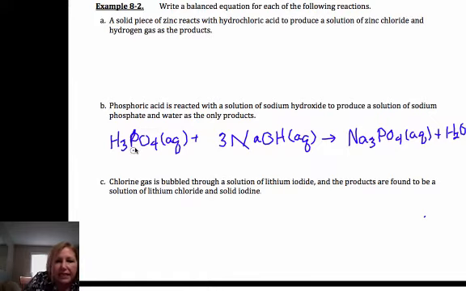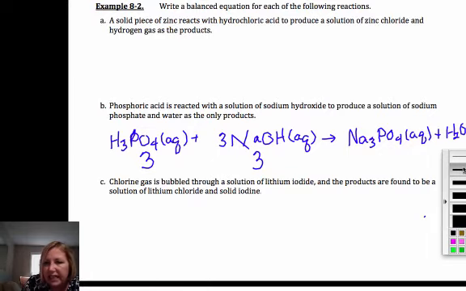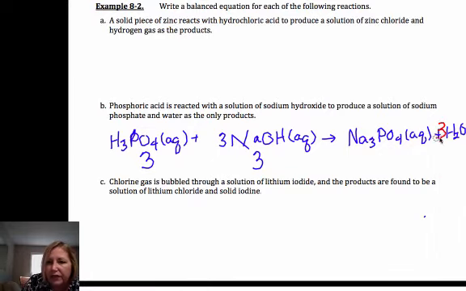Now, let's count our hydrogens. I have 3 hydrogens here plus 3 hydrogens there. So I have 6 hydrogens. In order to balance my hydrogens out, in this case, I need a 3 in front. Okay? And that would balance that one.